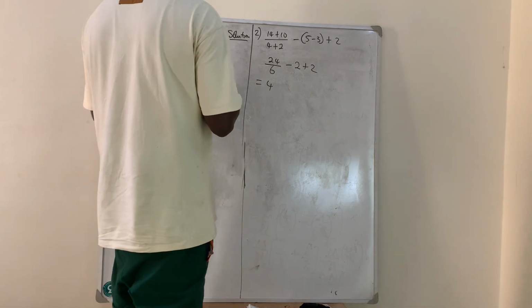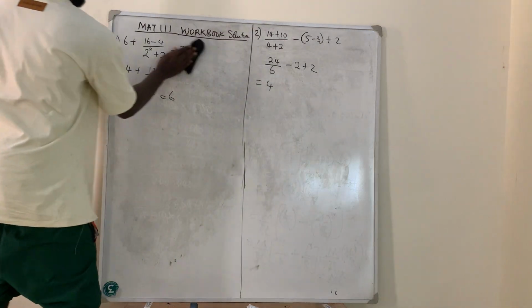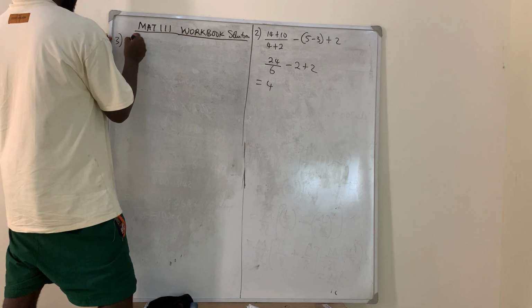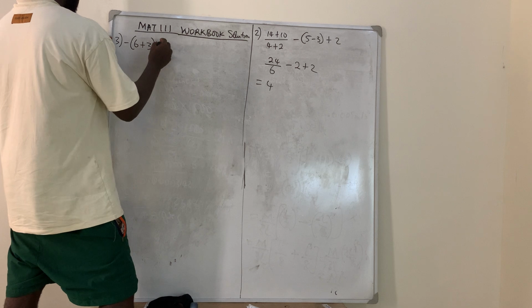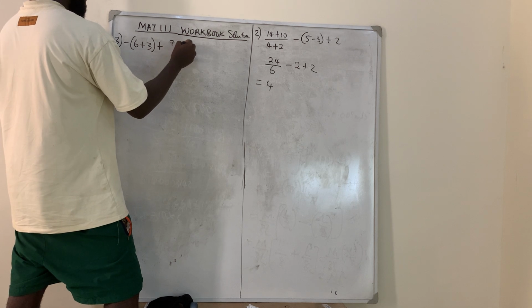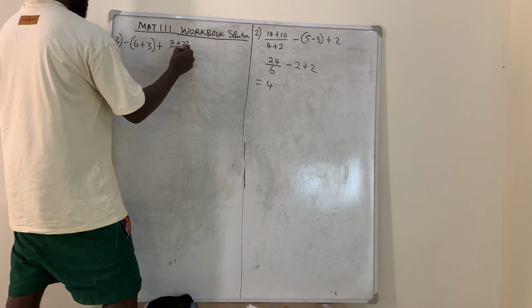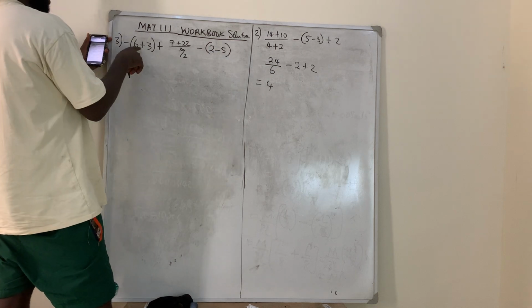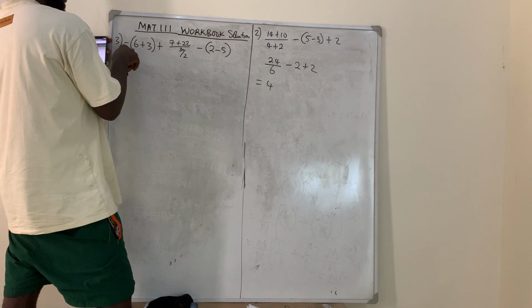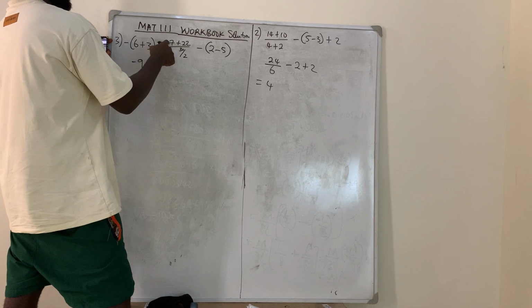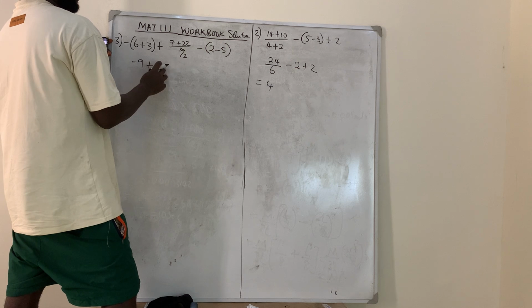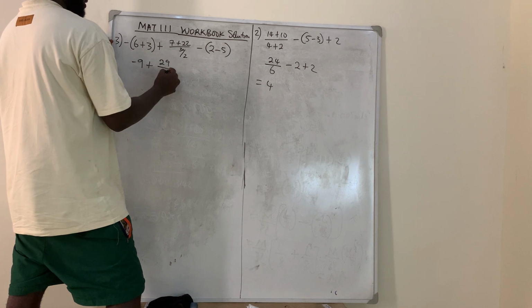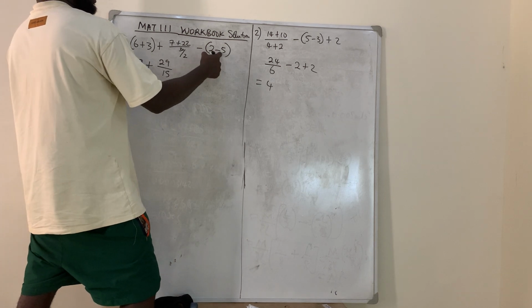So we move to question number 3. Question number 3 says minus (6 plus 3), then plus 7 plus 22, all over 30 over 2, then minus 2 times (2 minus 5). If you look here, 6 plus 3 gives me 9. 9 times the minus gives you minus 9, plus the 29 gives you 29 over 15, because these two will give you 15. Then inside there will give you minus 3.